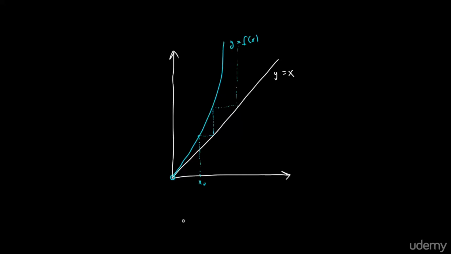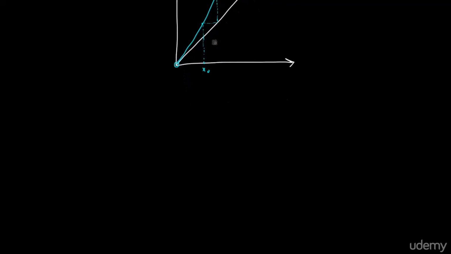This method actually converges if, in the neighborhood of the intersection point, the derivative has an absolute value that's smaller than 1. Let's write this down. For the function f of x, we're going to converge if the derivative of this function has an absolute value less than 1. If this is the case, then it's going to converge.